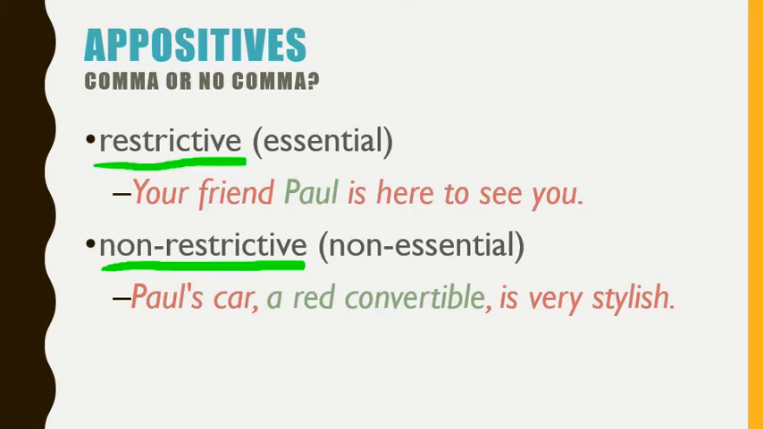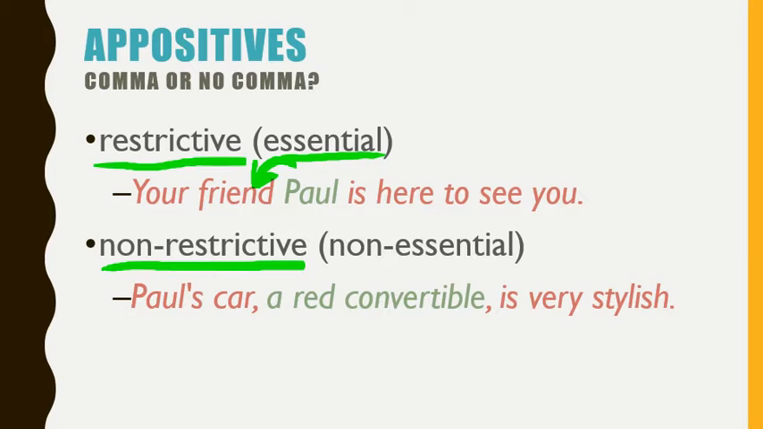Restrictive means that when you mention your noun, your friend, it's unclear who this friend is because, of course, you have many friends. So when you add the word Paul, the word Paul is really necessary, or essential, to explaining who the friend is. So this is kind of an identifying element. We call it restrictive, and in cases like that, we don't use commas. So we say, your friend Paul, and we don't pause when we're speaking either. Your friend Paul is here to see you. Okay? We don't say, your friend, Paul, is here to see you.